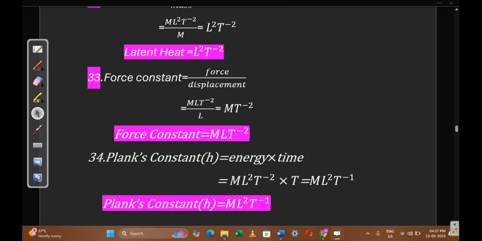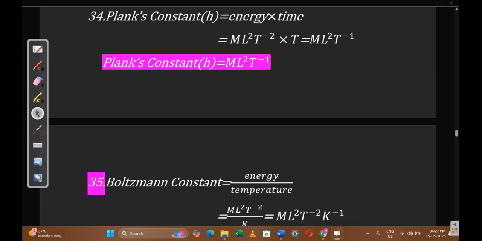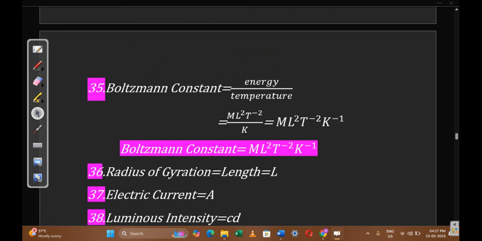Planck's constant, this is also an important one. Formula for this is E is equal to h nu. Nu we can write as 1 by T. So we get h is energy into time. Dimension formula of it is ML square T inverse. Next one is Boltzmann constant. Formula is energy by temperature. So its dimensional formula is ML square T power minus 2 K inverse.